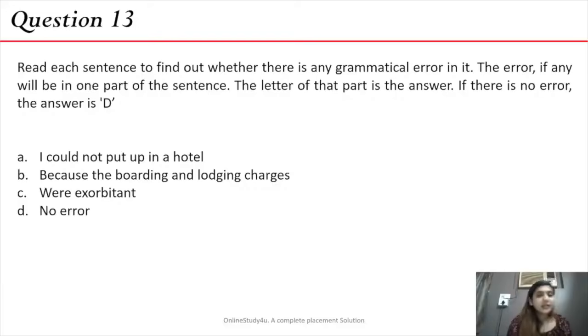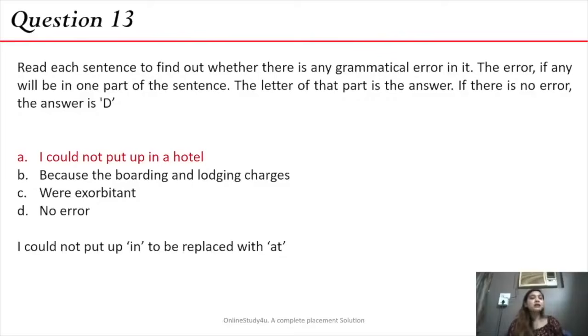Okay, the "in" has to be replaced with "at." Fantastic. I think Jeevan has given that answer. At a hotel, Suraj also says that. Like I said, exorbitant means expensive, something that is very expensive. Good. So the correct answer is A, that I could not put up at a hotel. You do not put up in a hotel. You put up at a hotel.